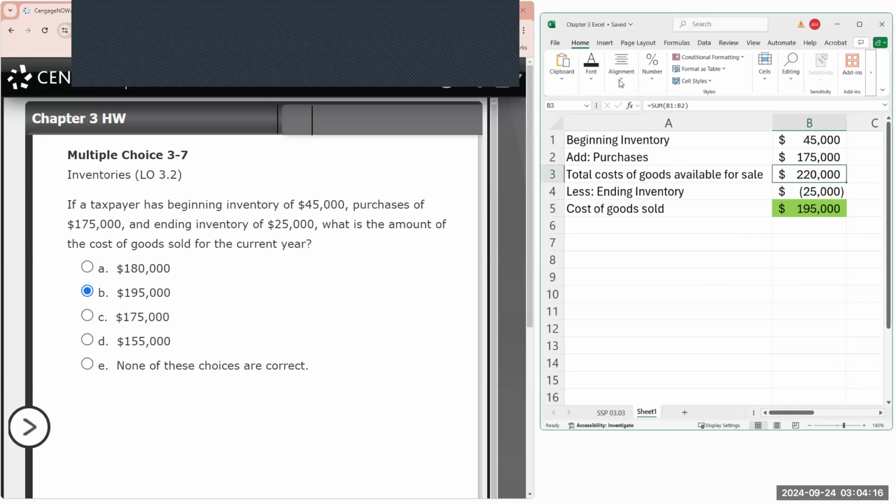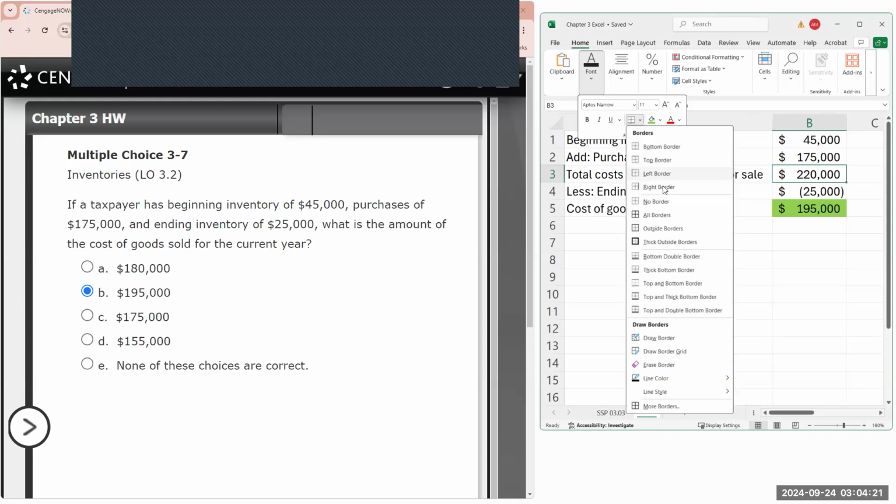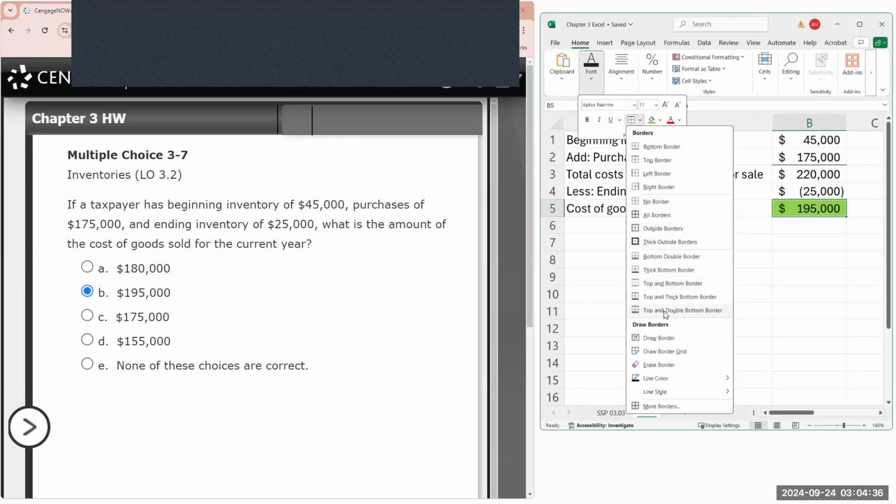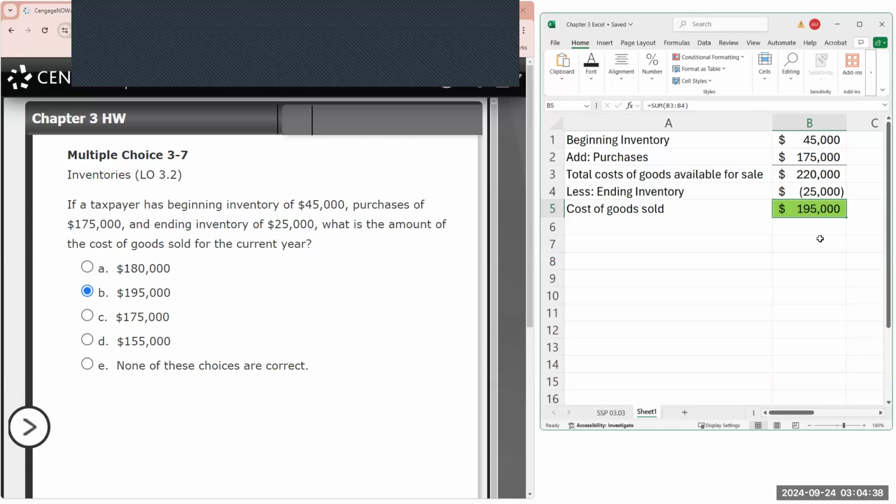So again, our total cost of goods available for sale. How do we determine that amount? We basically calculate how much inventory we started with. We add the total purchases, and that gives us the total cost of goods available to be sold. Then from there, we subtract, all right, how much worth of inventory do we have left? And that ultimately determines our cost of goods sold.